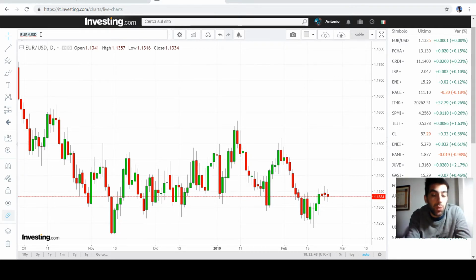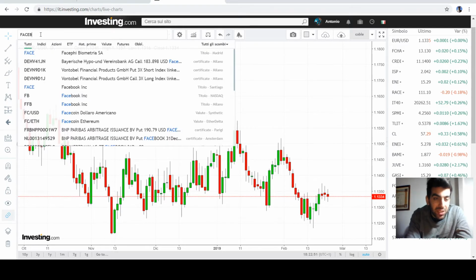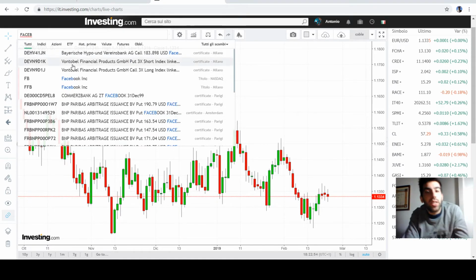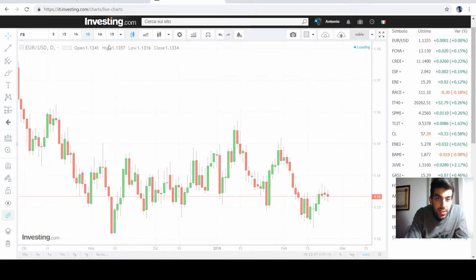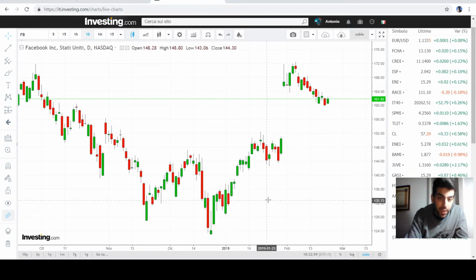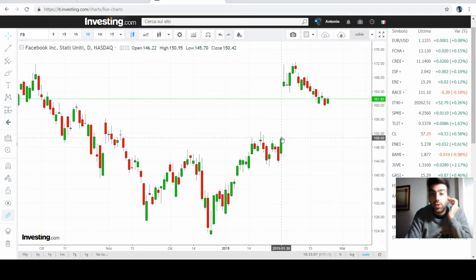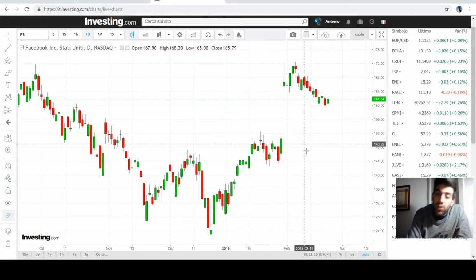For example, we can see Facebook. I don't remember perfectly the trend of Facebook, but right now I can show you. So this is the Facebook stock. Here we can see a gap. I was talking before about gaps because we have a closing price of the session here on the 30th of January at 150.42, while the following day, the 31st of January, it opened at 166.60, so a very different price.